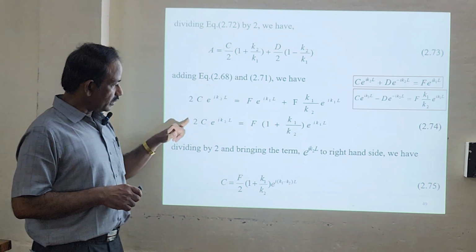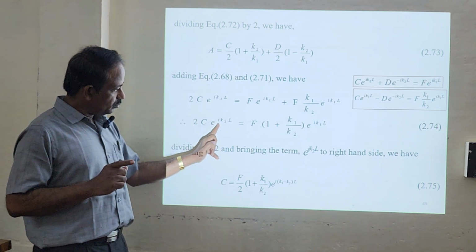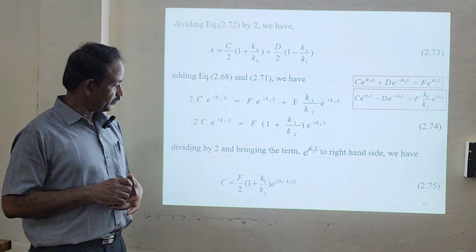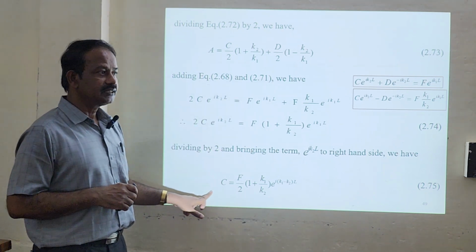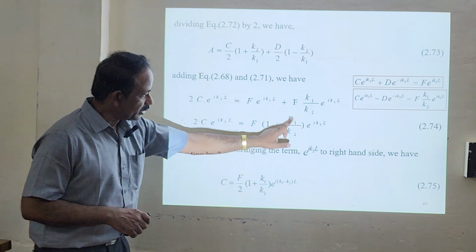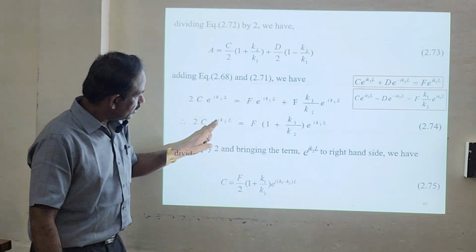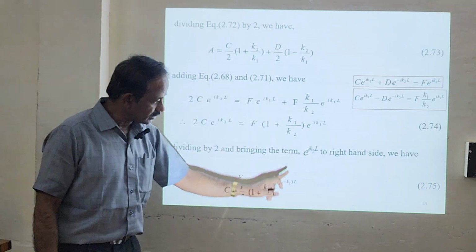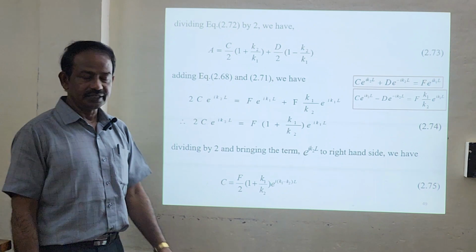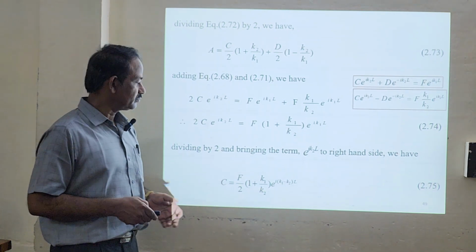As usual, you just divide by 2. Second, you bring this term to the right hand side, so we will get the expression for C. So C equals f by 2 (1 plus k1 by k2) e power i k1L. This term goes that side, so e power minus i k2L. So is it okay? Equation 2.75. Very simple one.